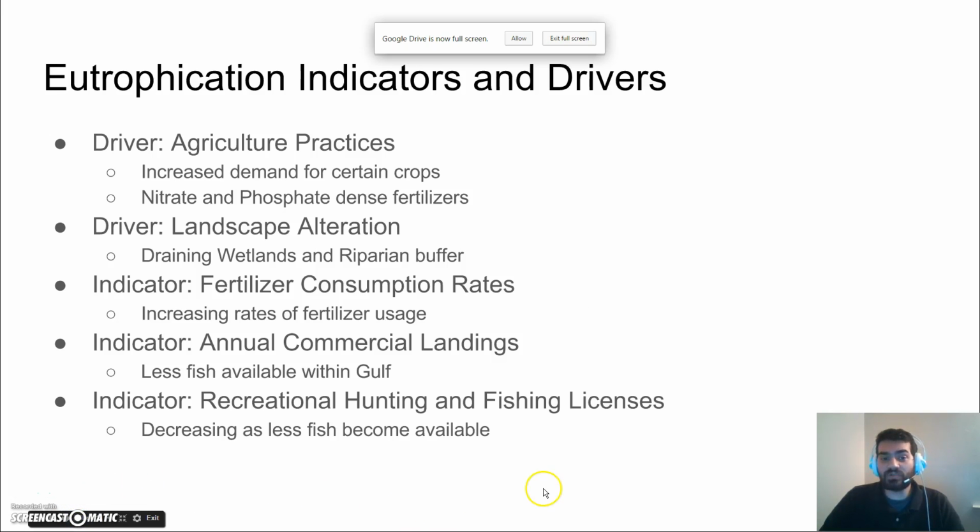So for the eutrophication problem in and of itself, there is a direct driver, which would be agricultural practices, which the increased demand for certain crops has led to increased use of fertilizers, and these fertilizers are nitrate and phosphate dense. These end up in the Mississippi Basin through runoff and cause algal blooms.